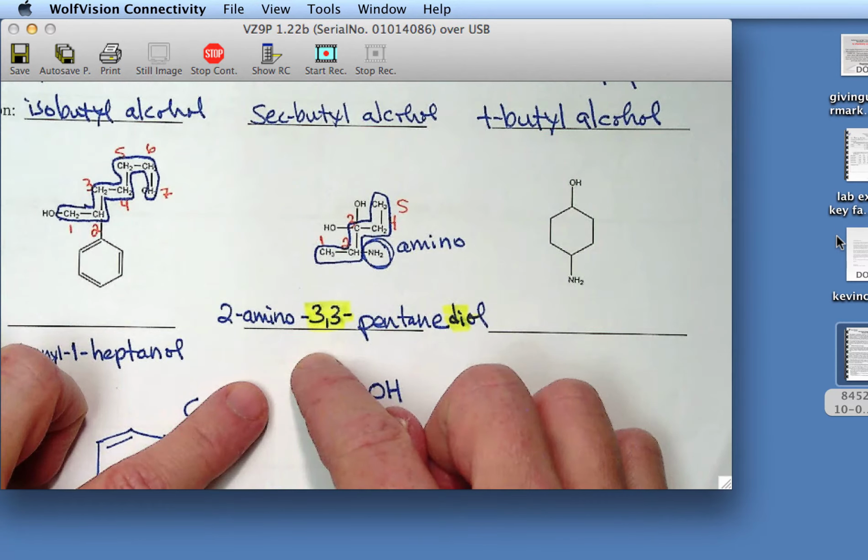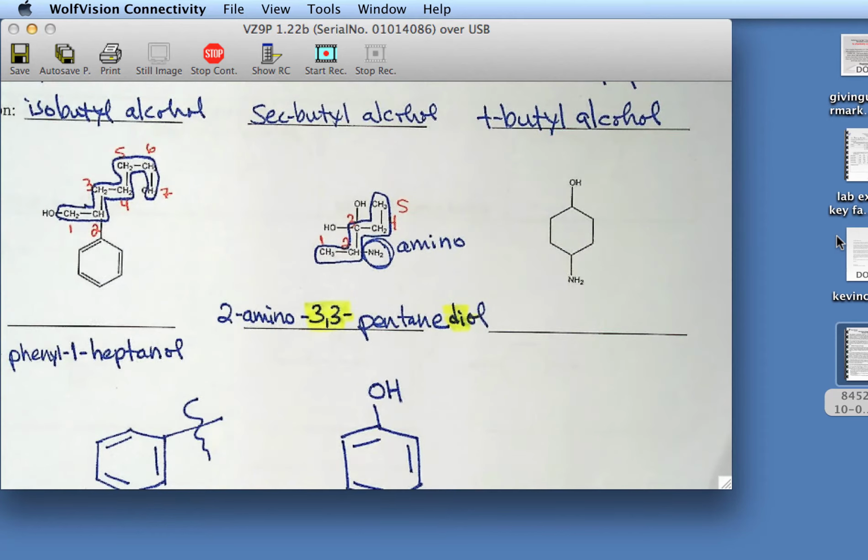Yeah, I mean, I guess in this case. But we start from the other end because of that amino group. Right. If there was no amino group, it wouldn't matter which way you numbered, because they're in the middle.